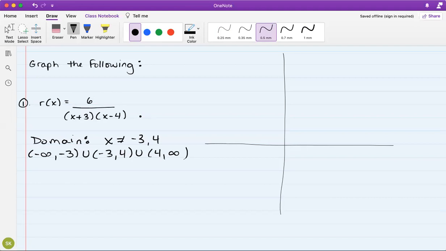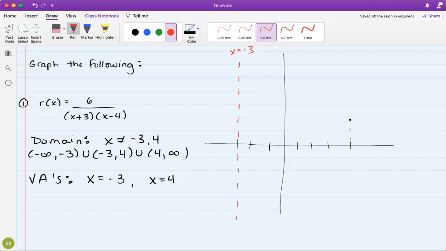Now we're going to find the vertical asymptotes. Well, the vertical asymptotes, there are 2 of them, and they're x is equal to -3 and x is equal to 4. Let's plot those 2 vertical asymptotes. So what we're going to do is move out 1, 2, 3, and 1, 2, 3, 4. I'm going to make a dotted line at x is equal to -3. I'm going to actually write this up here. And also at x is equal to 4.